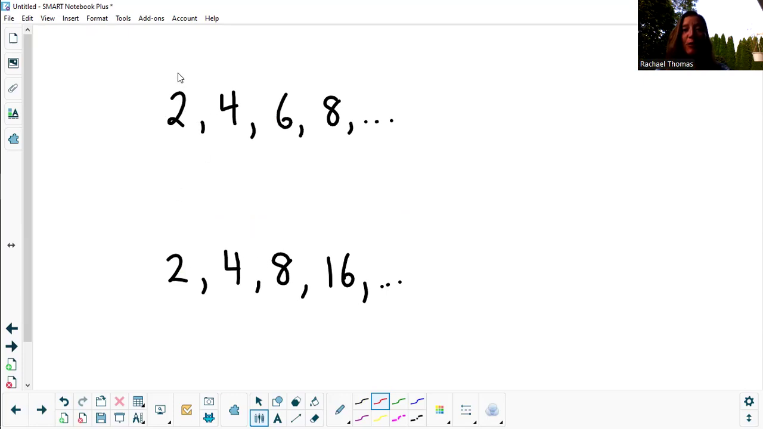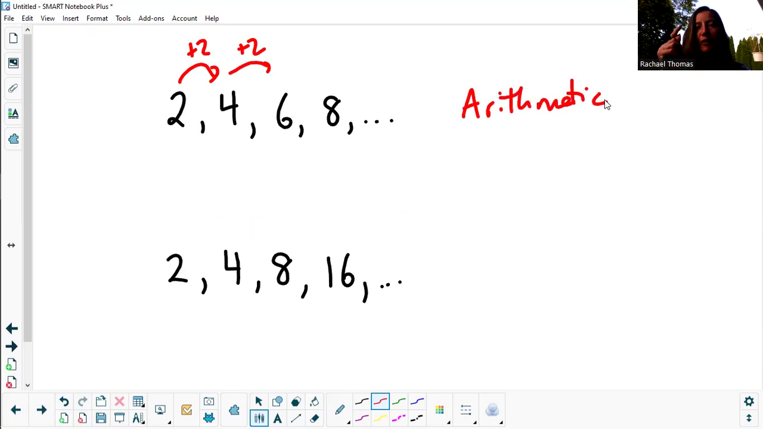Notice how these sequences both start with 2, 4, and in the first one, I'm just going to take a guess that I add 2 to get to the next number, and that is a reliable strategy. And so I would say this is arithmetic. An arithmetic sequence is a kind of sequence where you add to get from one number to the next, and the common difference between the terms is 2.